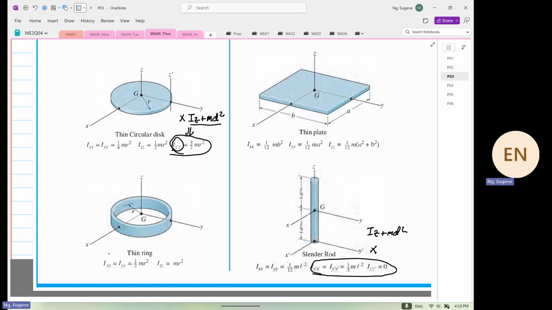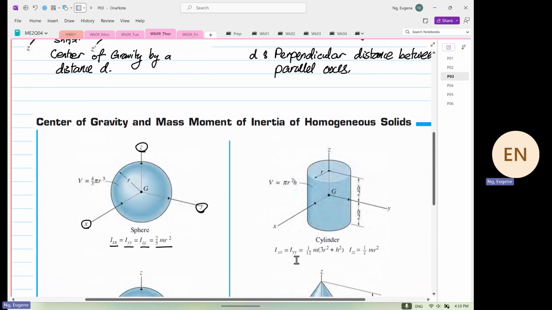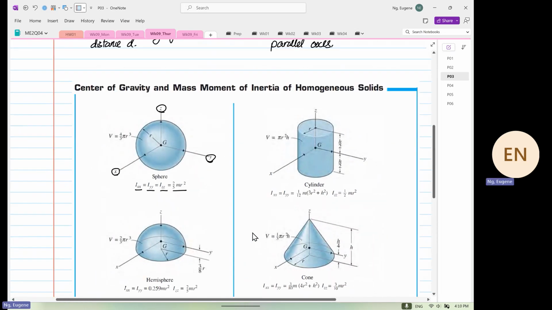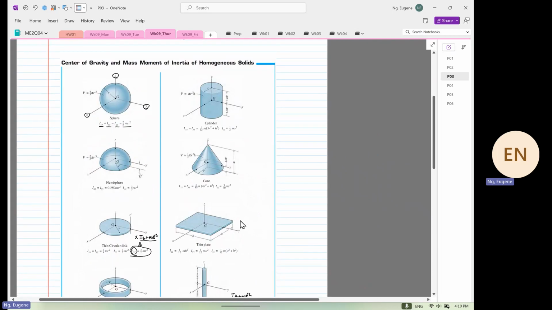You can only use what? Izz, Iyy, or Ixx. Then you can use the what? m d squared. Why do I say that? I made that same mistake before. I don't want you all to make the same mistake. Now let me quickly do one example.